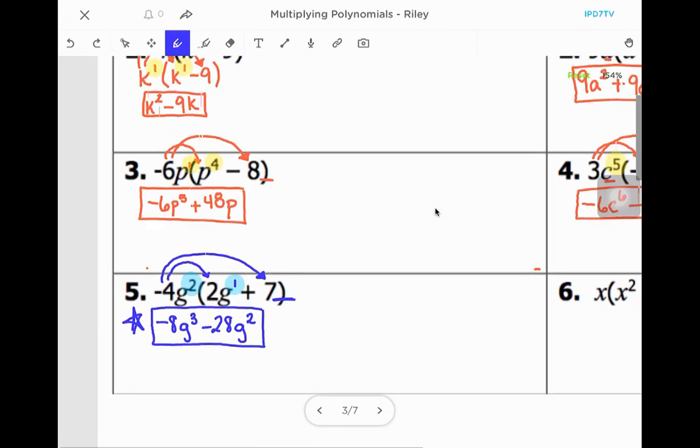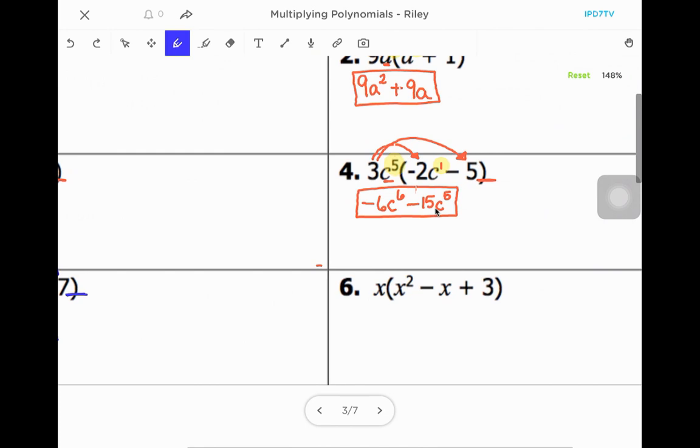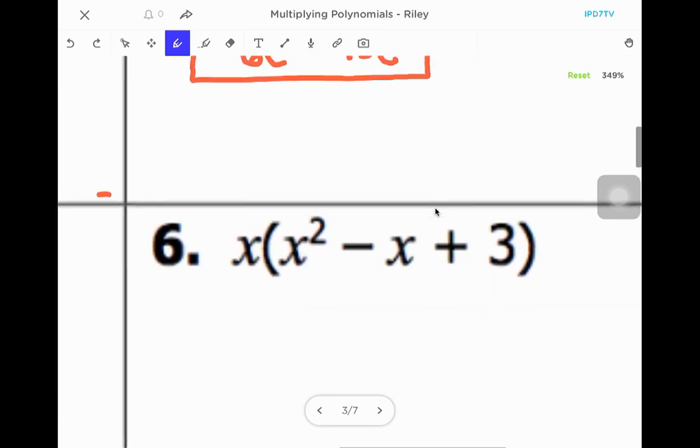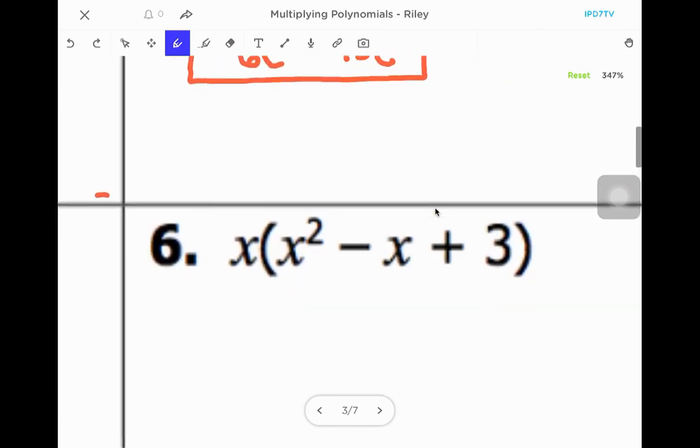The last one on this page. All right, we got more x's. This one's kind of nice because there's no numbers to worry about. So we have x times x squared. Remember, there's technically a little 1 there. So 1 plus 2 gets me 3. So I have x to the 3rd power.